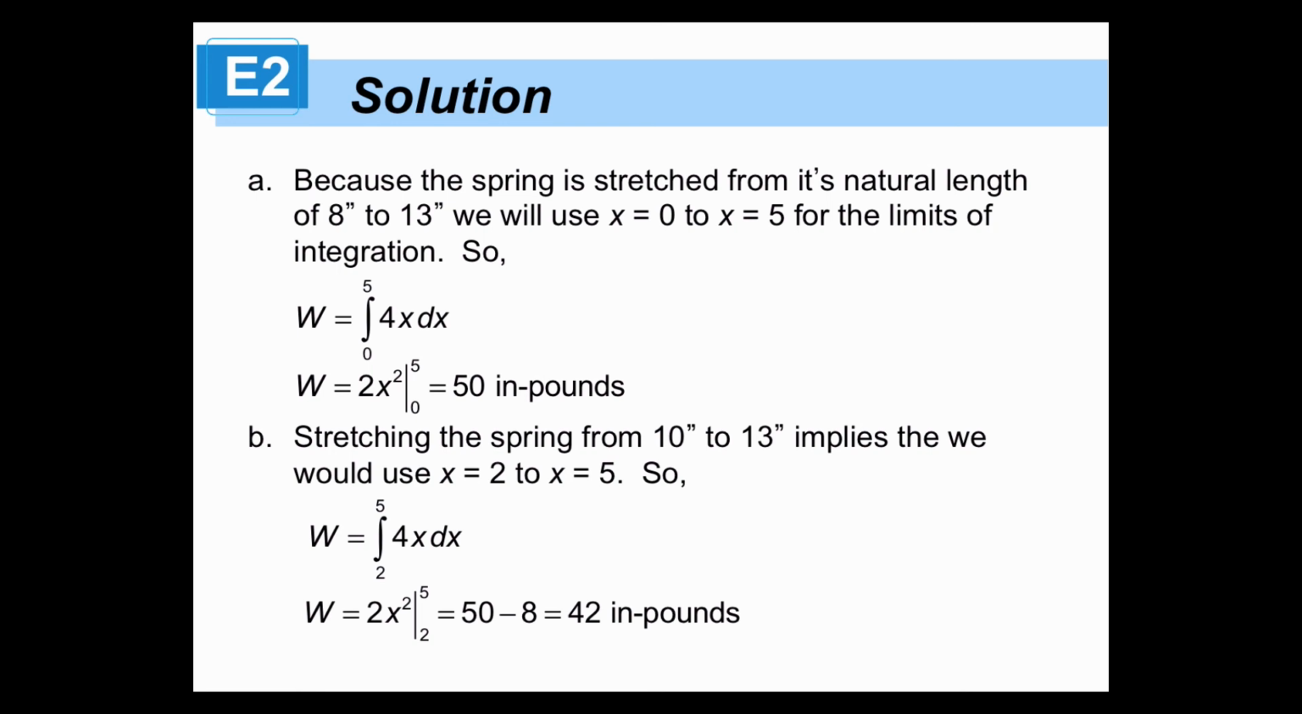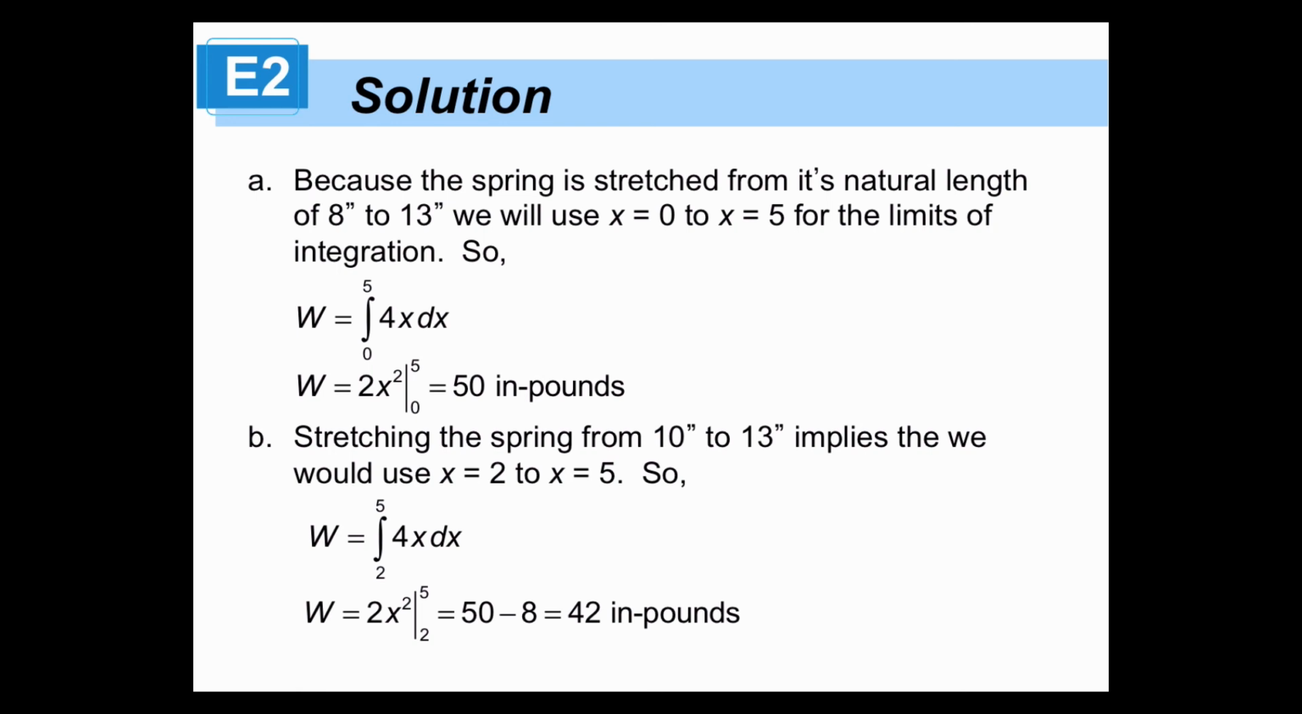Where'd you get x equals 5? 13. 8 is our neutral position, so to end at 13, we're going from 8 to 13. Oh, it says 11 on the sheet. No, that's our ending point for the first part of the problem. 8 to 11 is what we use to find the K value. We good?